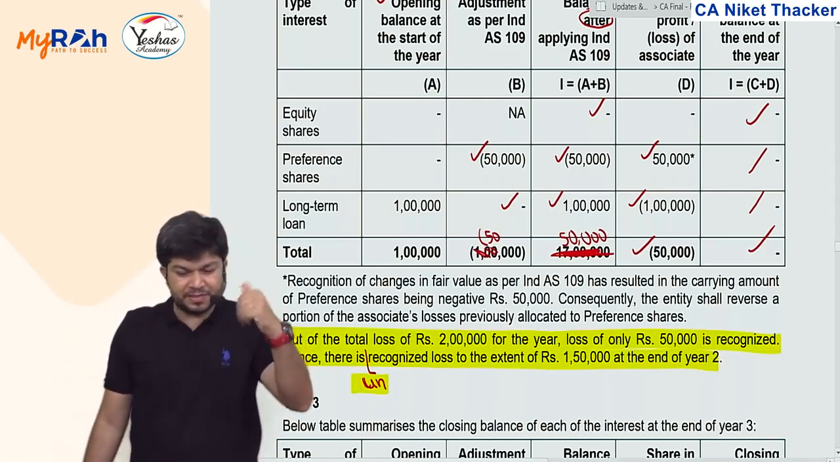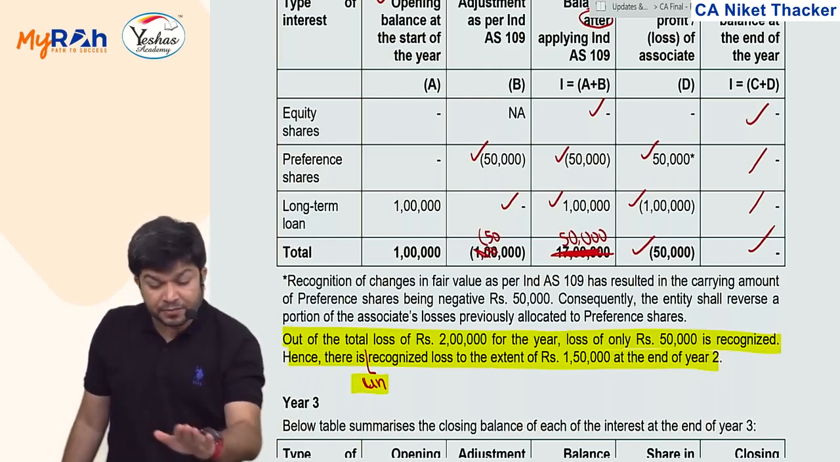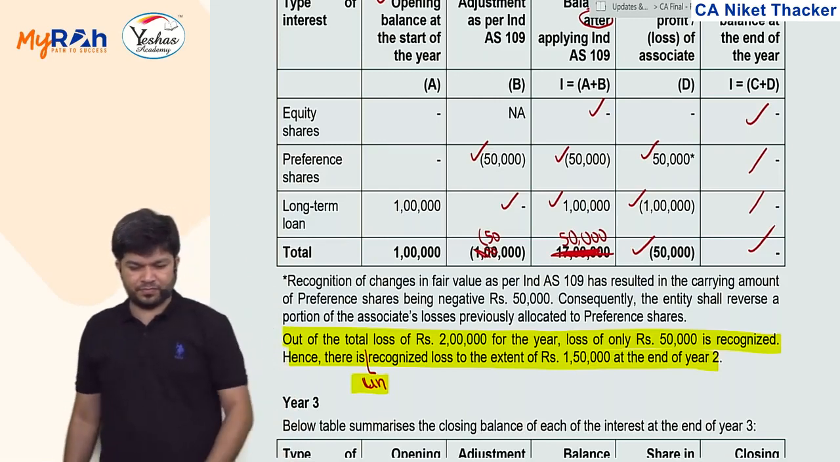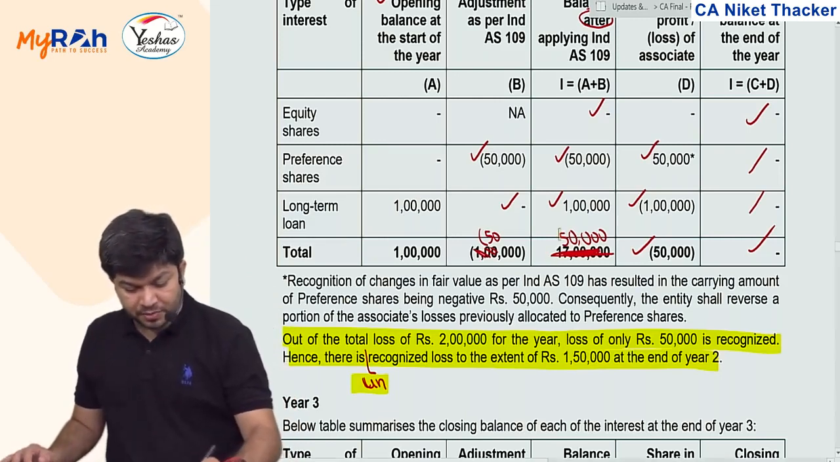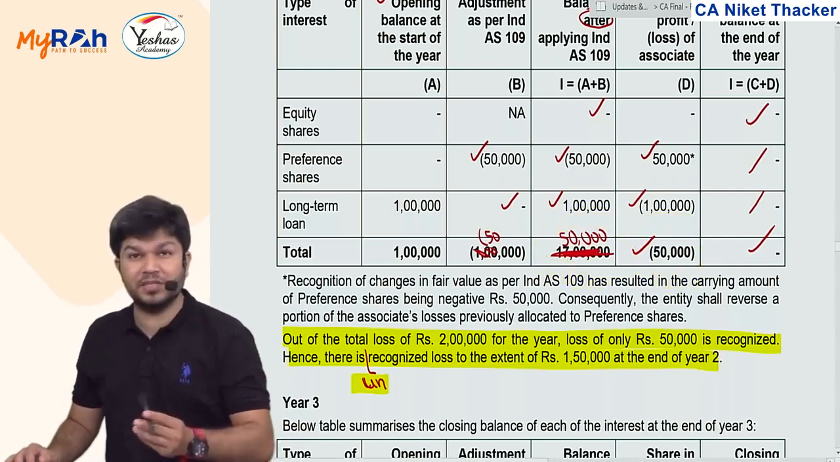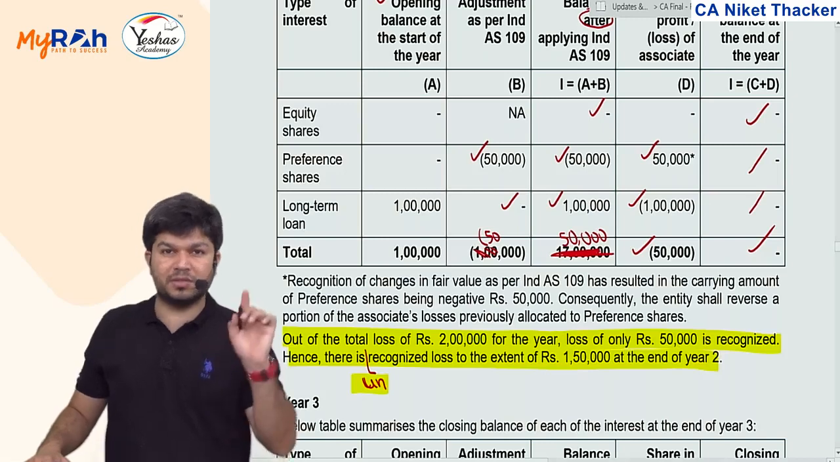I can't show preference negative, so there I added 50, below deducted 1 lakh, net we are having 50 loss booked. So we had a balance after 109, 50,000, 50 loss booked. Now net everything is 0. The 150 loss we could not book.